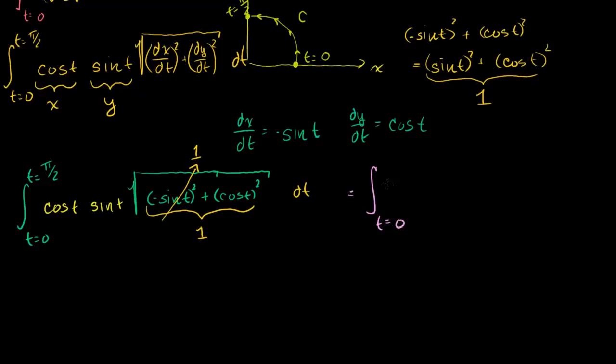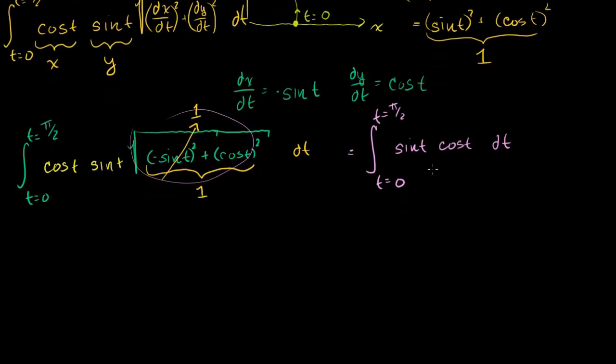The integral from t equals 0 to t is equal to pi over 2 of, and I'm going to switch these around just because it'll make it a little easier in the next step, sine of t times cosine of t dt. All I did, this whole thing equals 1, got rid of it, and I just switched the order of that. It'll make the next step a little bit easier to explain.